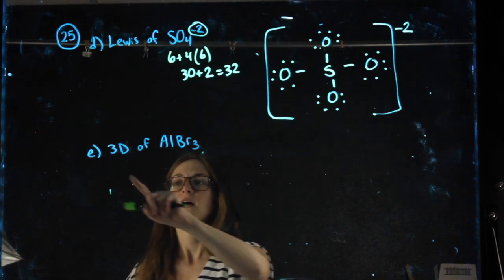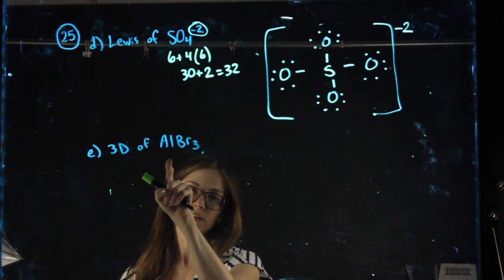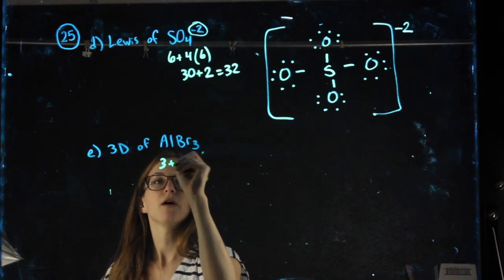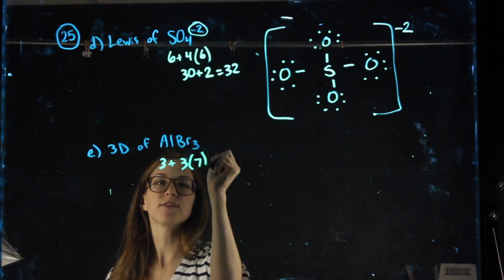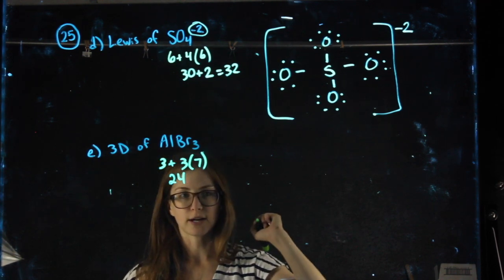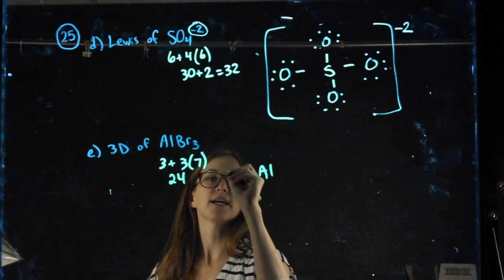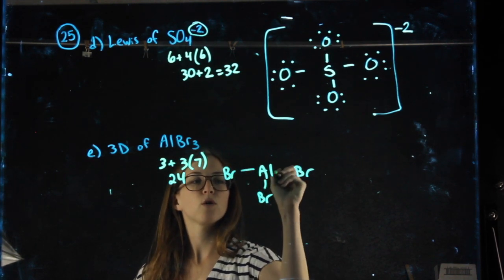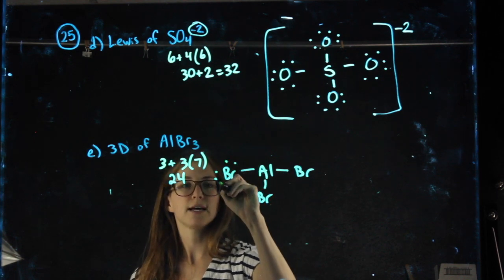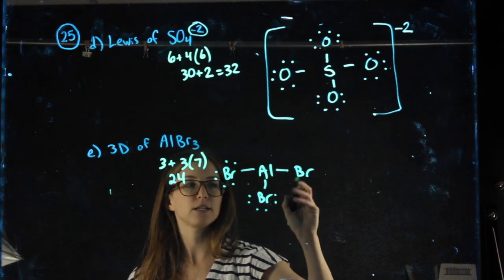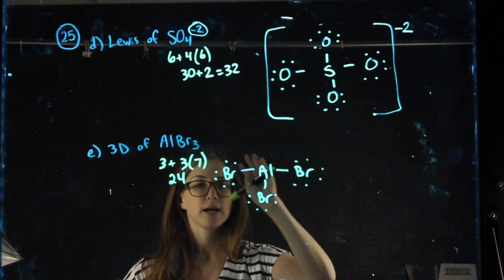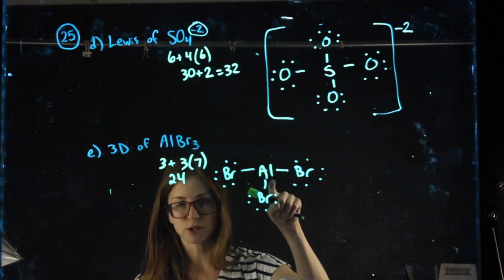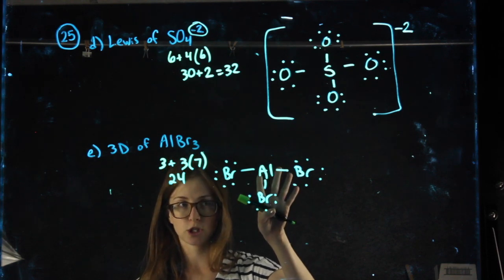Okay, part E. 3D drawing of AlBr3, that's an L, not an I. Aluminum is in the 3rd column. Then 3 bromines that are each in the 7th column. 24 electrons. Aluminum will go in the center with the bromines around it. 2, 4, 6, 8, 10, 12, 14, 16, 18, 20, 22, 24. It appears that everything's good, but aluminum only has 6. However, aluminum's an exception. It's happy with 6, so that's our Lewis structure.